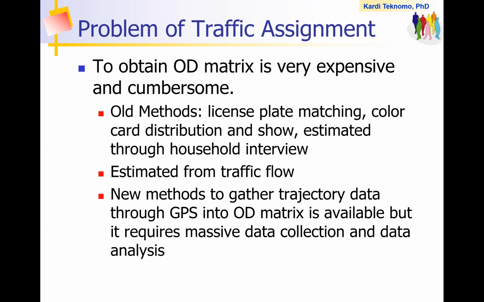Right. Okay. So you can also use color card distribution, right? When you cordon the area, and then you give a card, they are coming from this place. When they go out, you take back the card. So you will know O and D, origin and destination. Right? And another idea is to use household interview, isn't it? From here you can estimate the traffic flow.